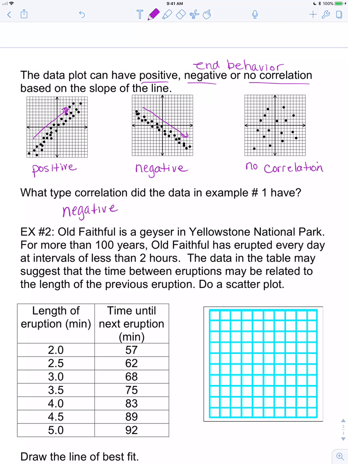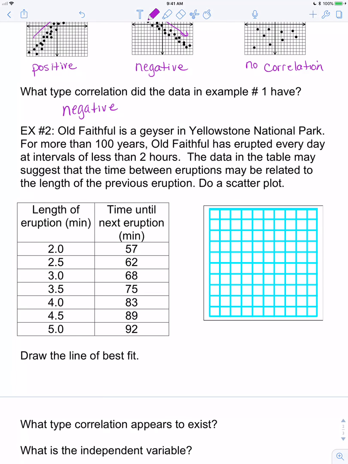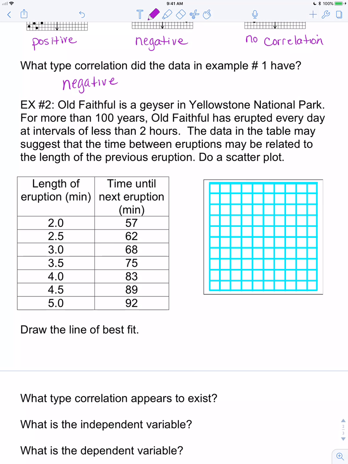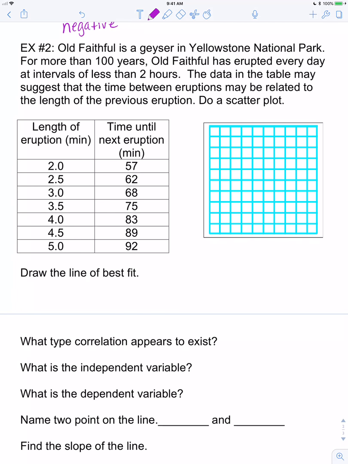All right, so here's our second example. Old Faithful is a geyser in Yellowstone National Park. For more than 100 years, Old Faithful has erupted every day at intervals of less than 2 hours. The data in the table may suggest that the time between the eruptions may be related to the length of the previous eruption. Do a scatter plot. Okay, so we still have to do these. So here's 1, 1.5, 2, 2.5, 3, 3.5, 4, 4.5, 5, and then 5.5. My data over here goes from what? 57 to 92. So let's do maybe 5 increments. I don't know.